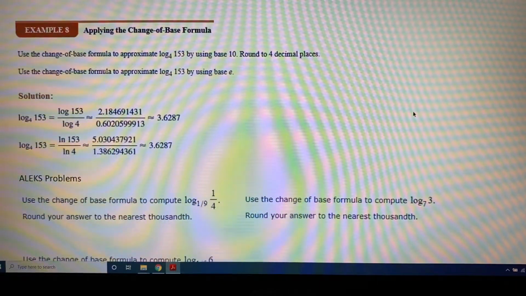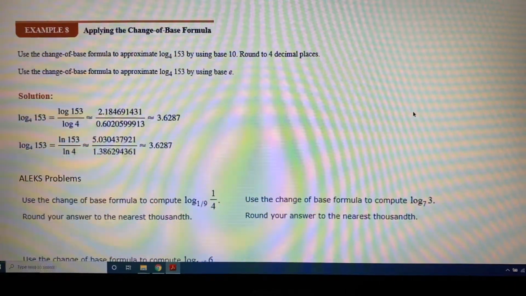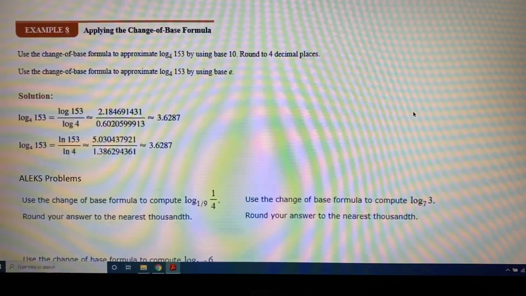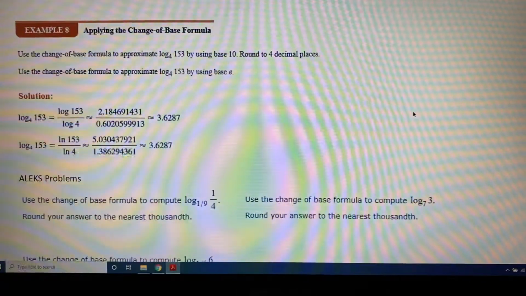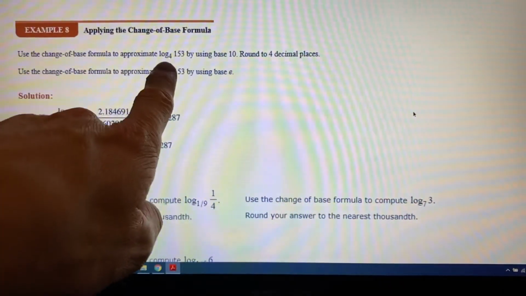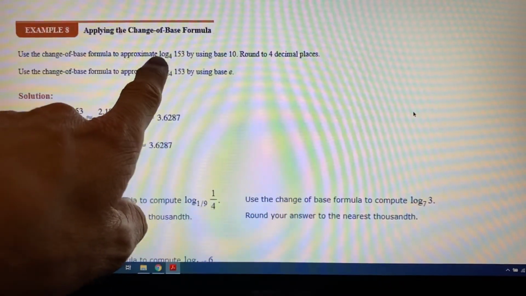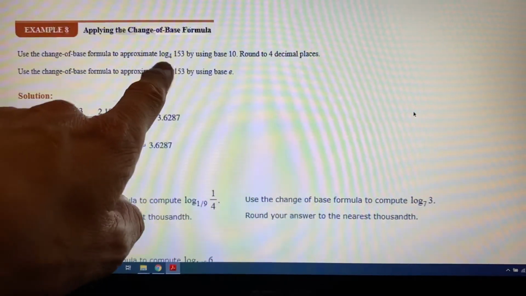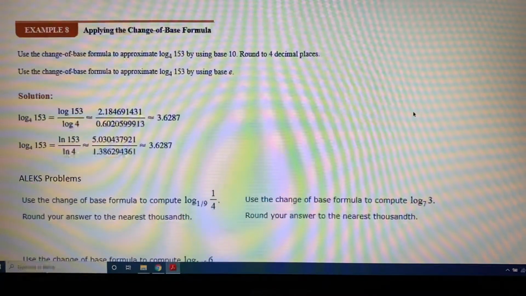Okay, great. Now, before we start this problem, there's something that I want to share with you. It's been a while since I've said this, but it bears repeating. A logarithm is a missing exponent. So what this is saying right here is log, which is the same as EGOB, E-G-O-B: what is the exponent that goes on base 4 to make 153?